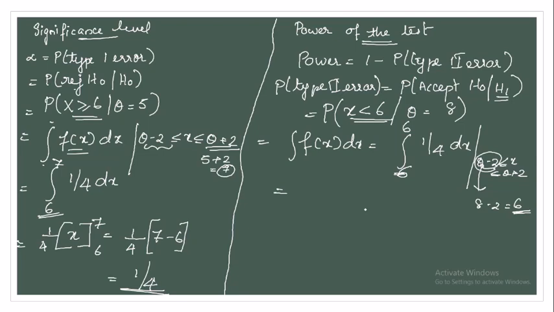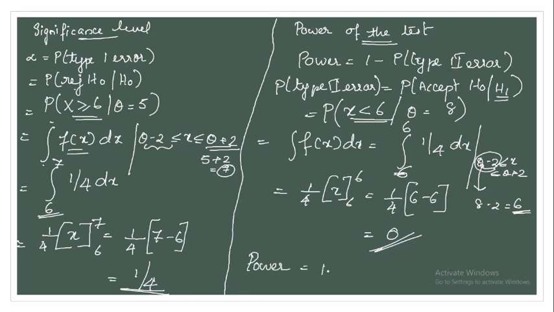Now, what will be your answer? 1 by 4 into x, 1 by 4 into 6 minus 6, 0. So this is your probability of type 2 error. What is it that we have to find out? Power of the test is equal to 1 minus probability of type 2 error, and that is equal to 1 minus 0, which is equal to 1. So this is your answer.